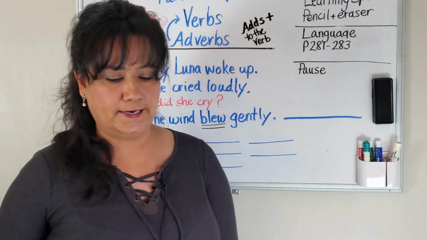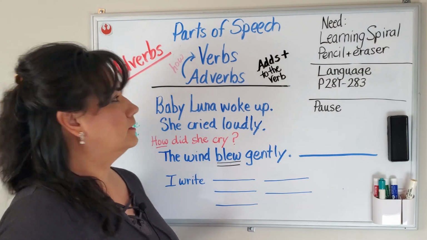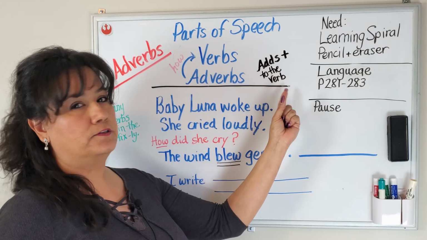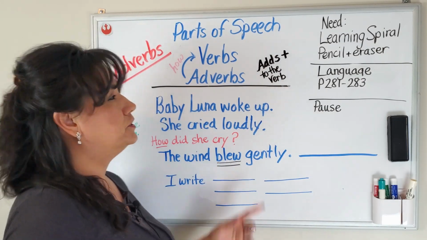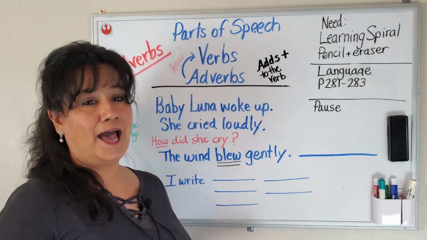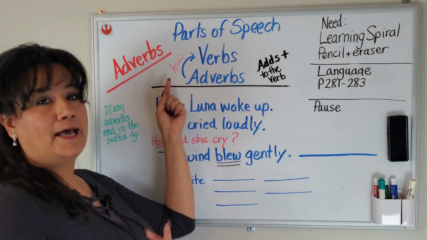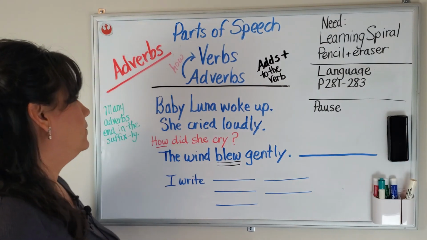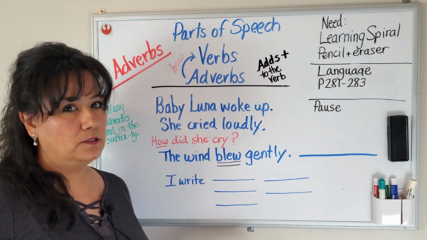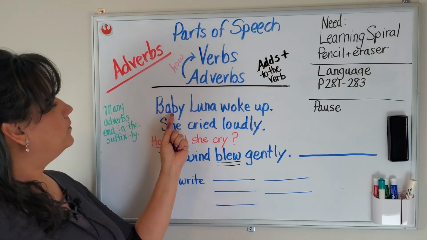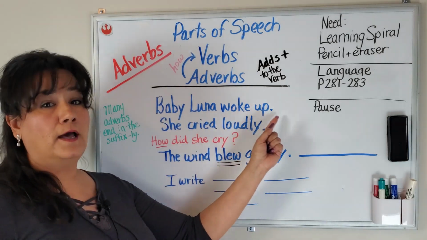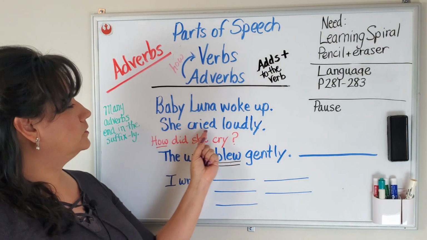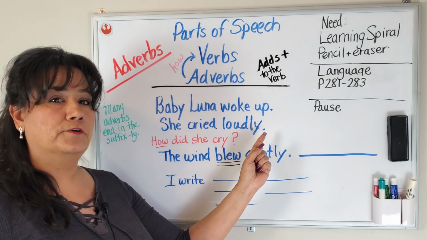So let's take a look at it. I like to think of the adverb as it adding to the verb. It's going to give us more information about the verb, which is an action. Usually it tells us how that action is being done. So let's take a look at a sentence. Here we have, of course, a sentence about baby Luna, my granddaughter. So here we have baby Luna woke up. She cried loudly. We're going to look at this sentence right here and let's identify the verb.